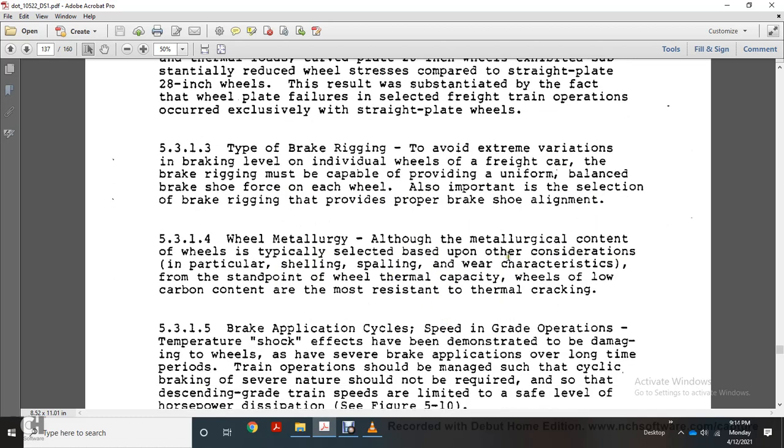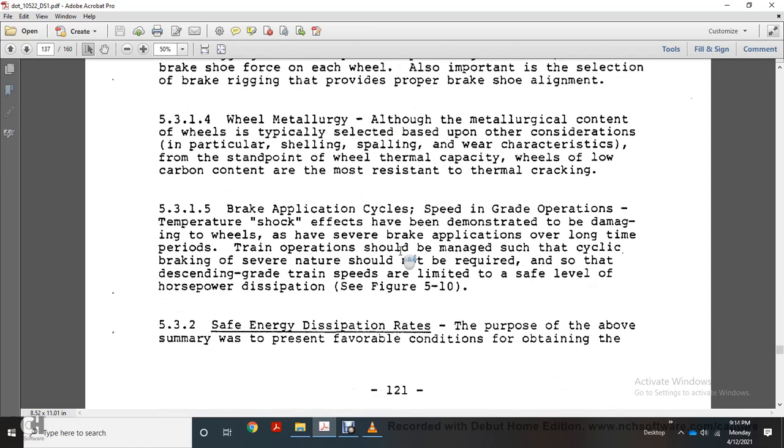Wheel metallurgy: although the metallurgy is typically selected based on other considerations, particularly shelling and spalling, from the standpoint of wheel thermal capacity, wheels with low carbon content are most resistant to thermal cracking. Brake application cycles, speed, and great operation temperature shock effects have been demonstrated to cause damage within the wheel if there is severe brake application over a long time period.